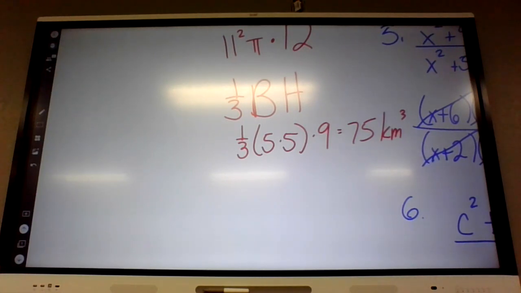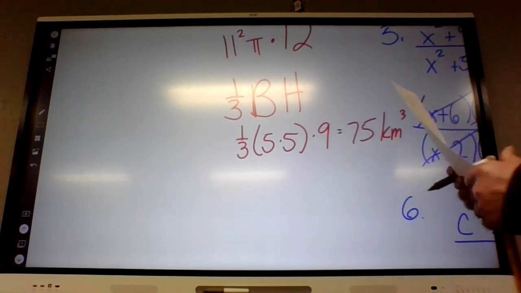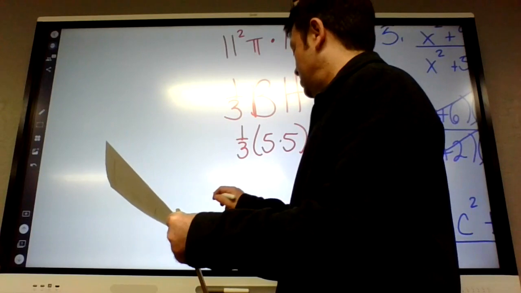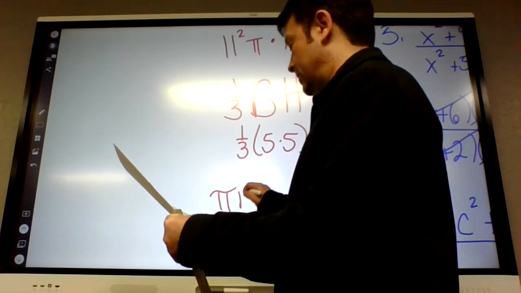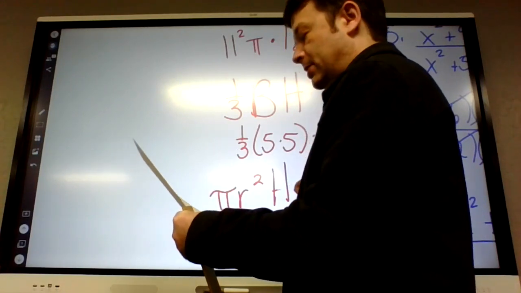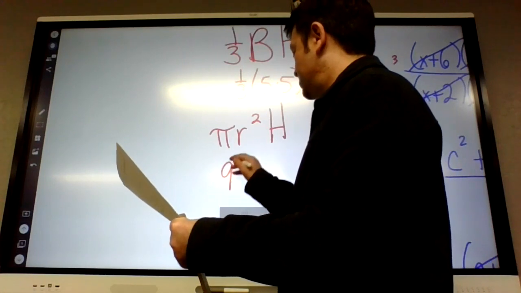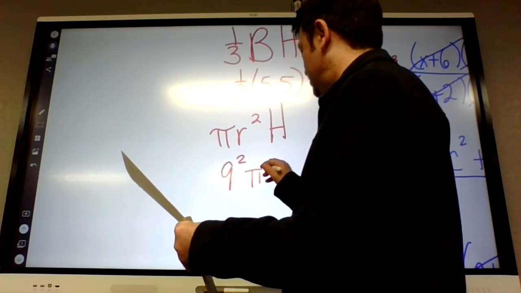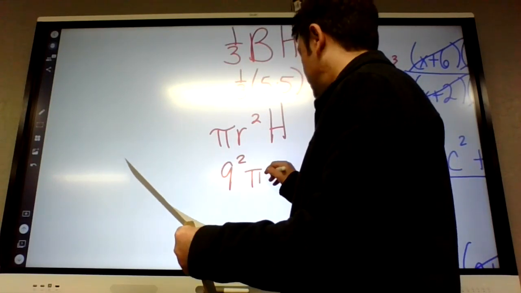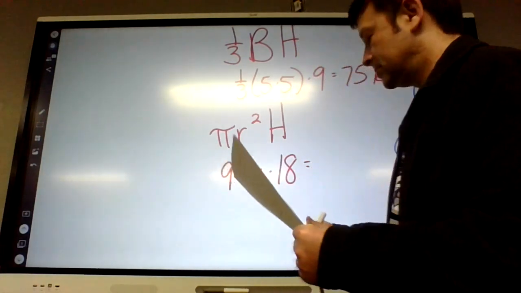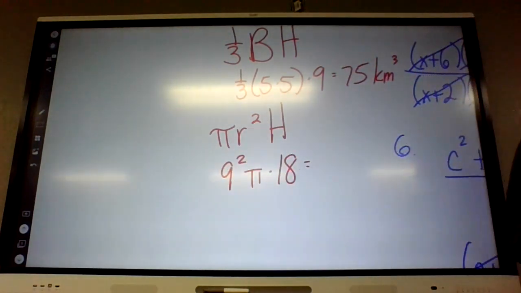Alright, number 11 is a cone, so we need pi r squared times h. So, what is the r on number 11? 9. So it's 9 squared times pi. Does order of multiplication matter? Times 18. No, it does not. Oh my gosh, what, we were 18?